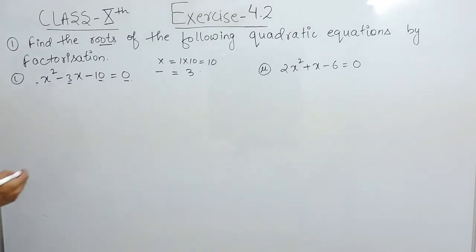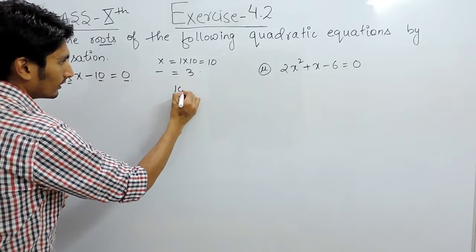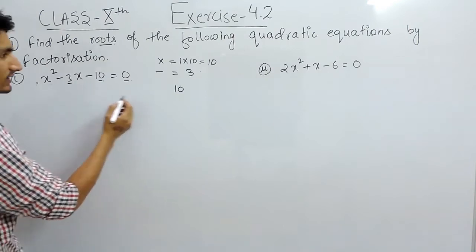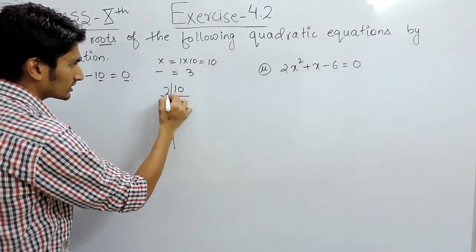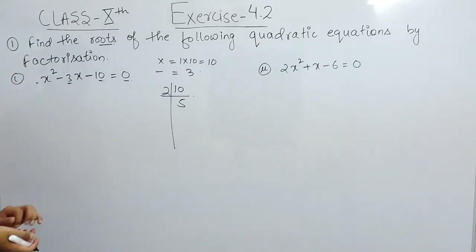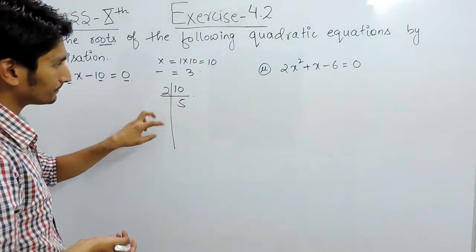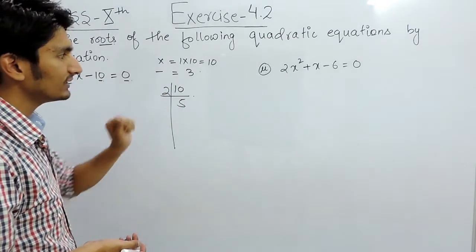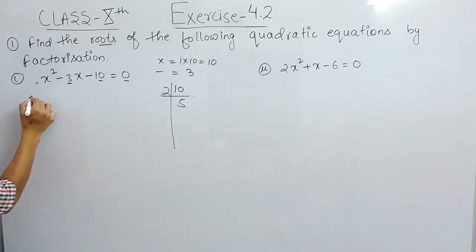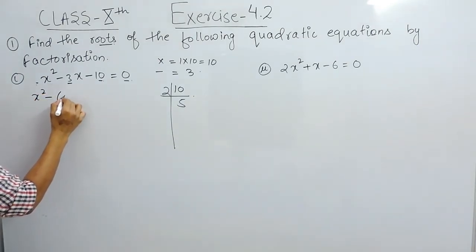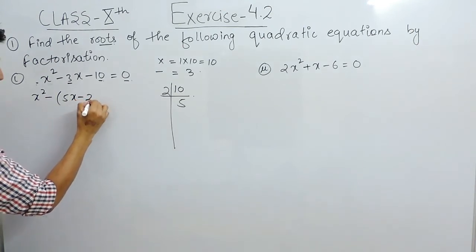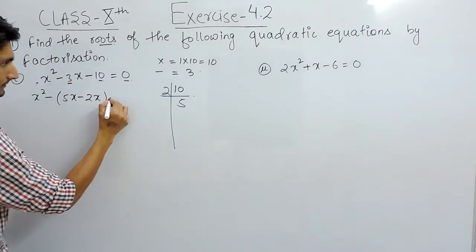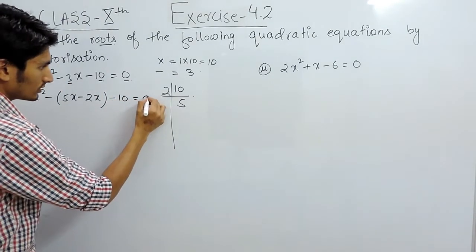Now for that, the simple way is either you can suppose by your own, or you can factorize 10. So the factors of 10 are 2 and 5. Clearly, the multiplication of these two is 10 and their difference is 3. So this 3x can be split into 5x and minus 2x. Their difference is 3 and their multiplication is 10, and this is 10 equals to 0.